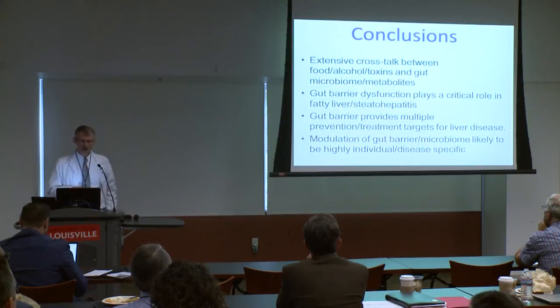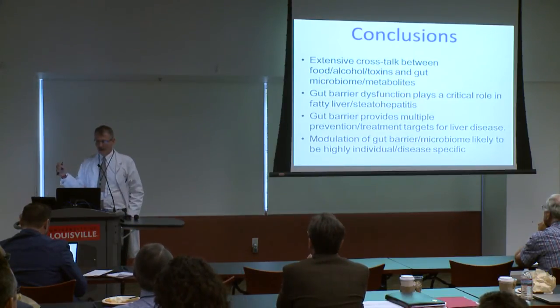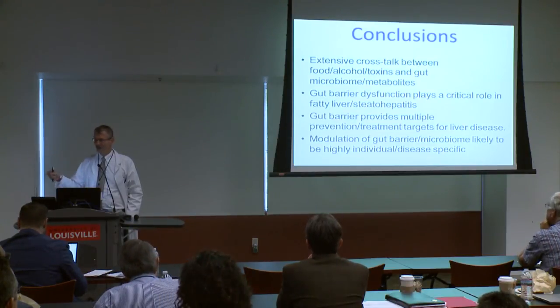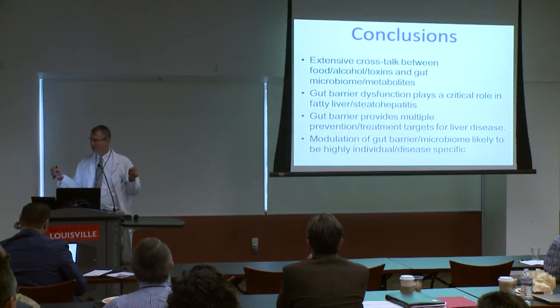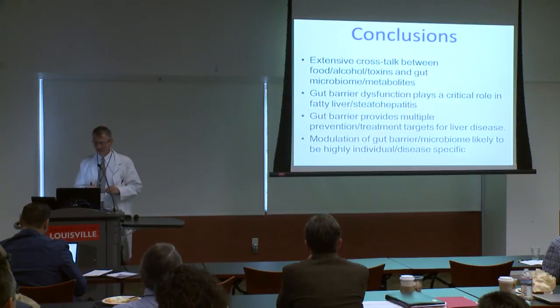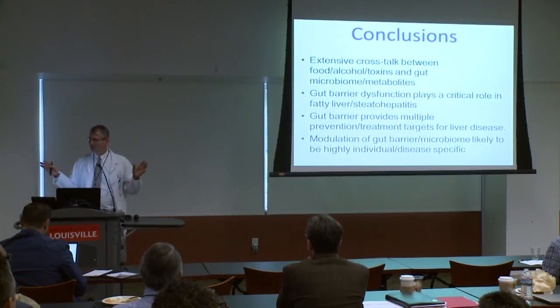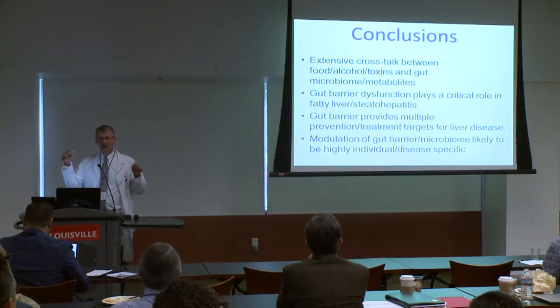So in conclusion, there's extensive crosstalk between food, alcohol, toxins, which I haven't talked about, but other people will later today, and the gut microbiome and the metabolites that are made by the gut flora. Gut barrier dysfunction plays a critical role in fatty liver and steatohepatitis. The gut barrier provides multiple targets for prevention or treatment of liver disease.